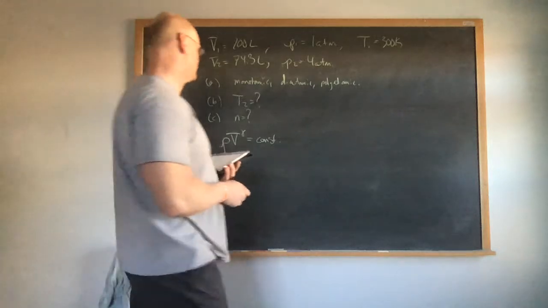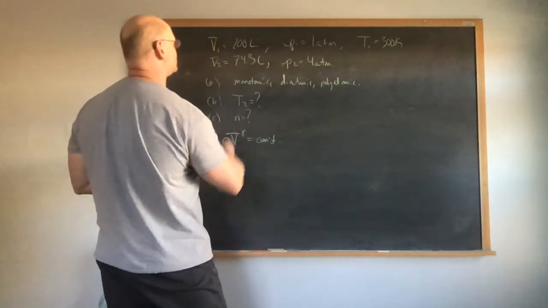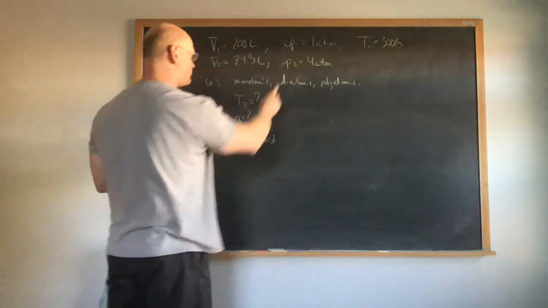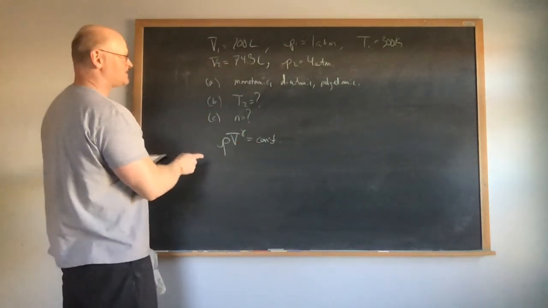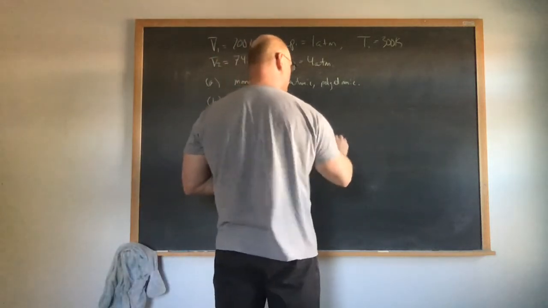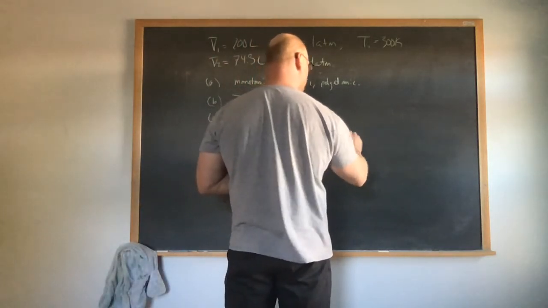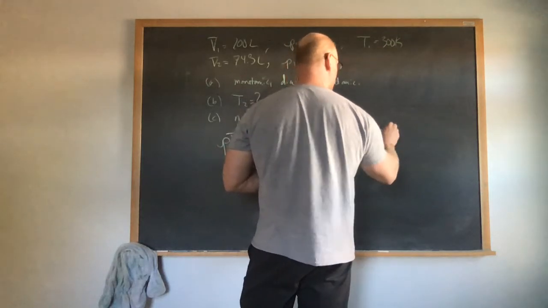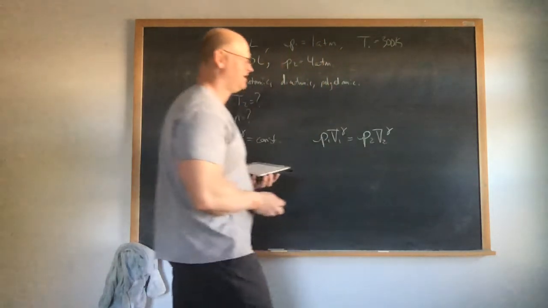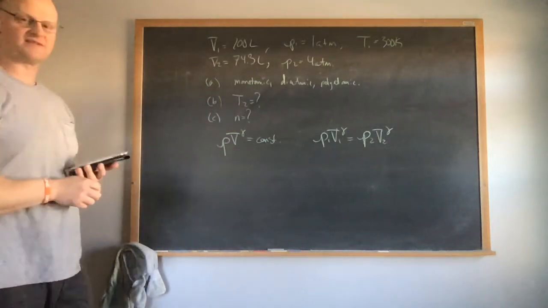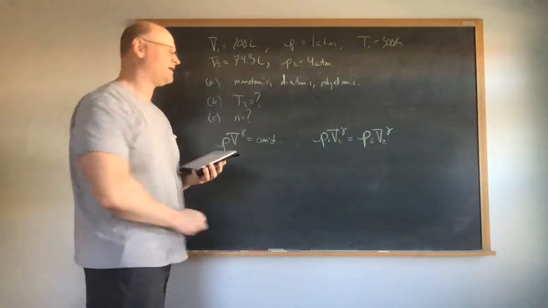Good. So what do we know? Here we know the initial and the final volumes. We know the initial and the final pressures. So what that means is, since this thing has to be constant, the initial pressure times the initial volume raised to the gamma must be equal to the final pressure times the final volume raised to the gamma. Since we know all these quantities, we can now isolate what gamma actually is.